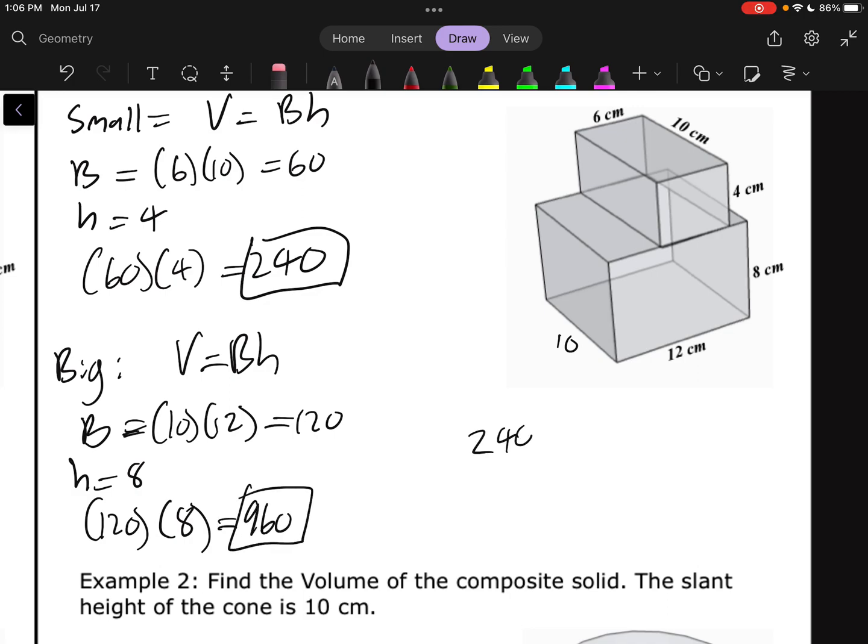We'll do 240 plus 960, and we will get 1,200 centimeters cubed.